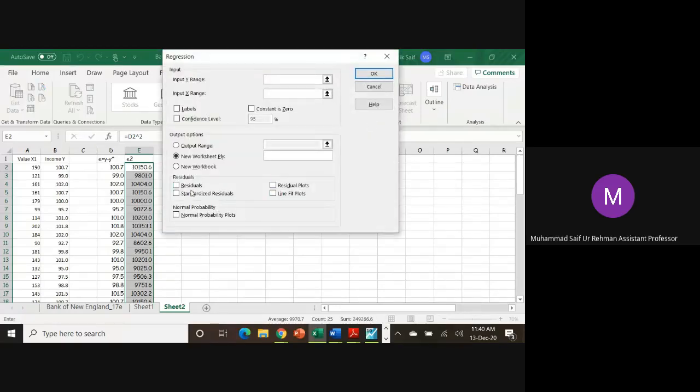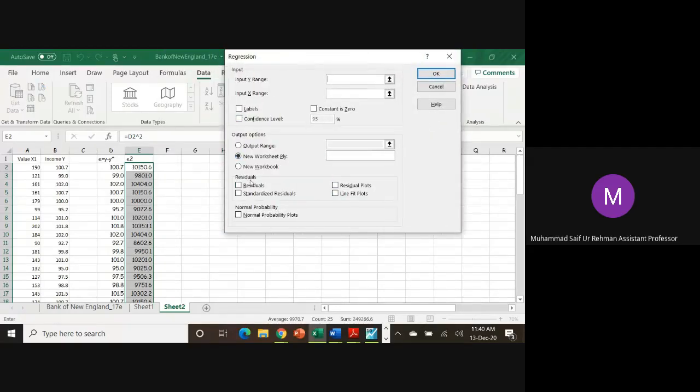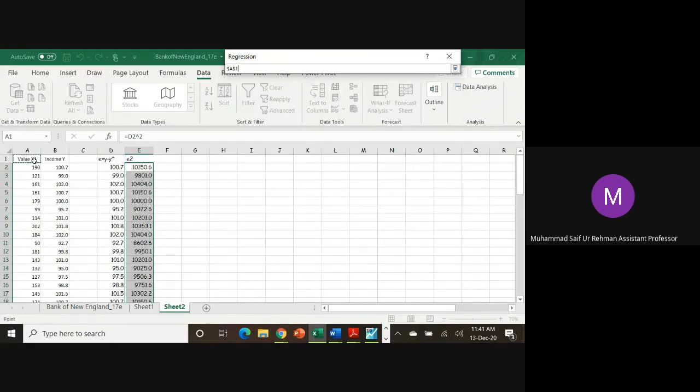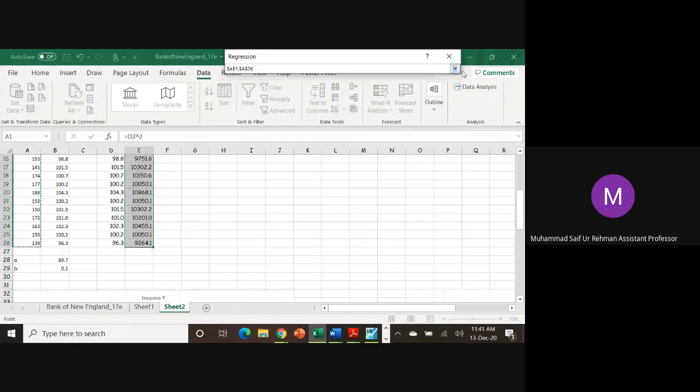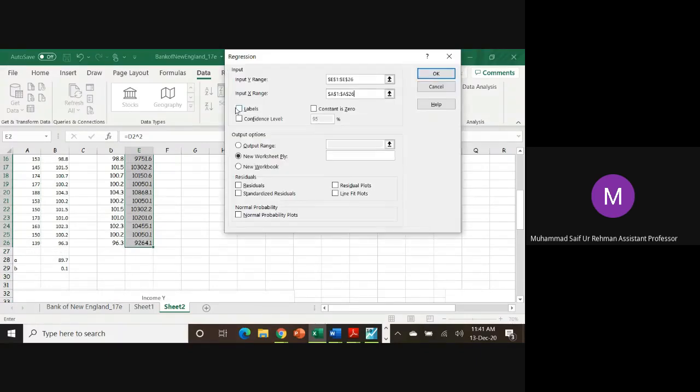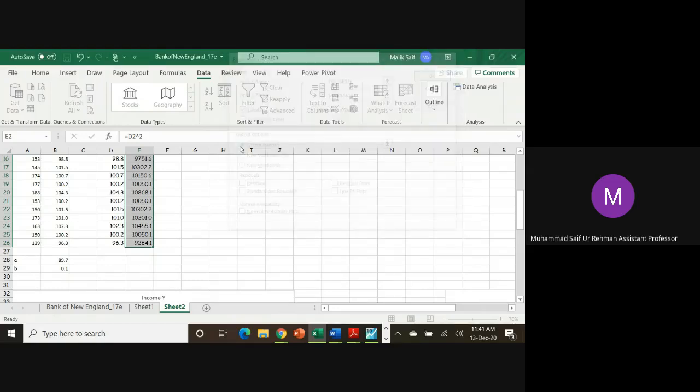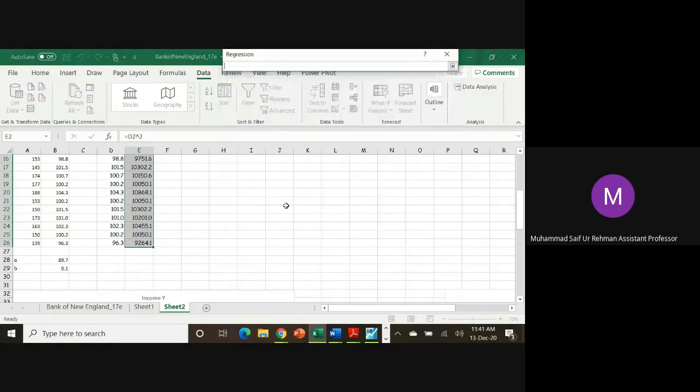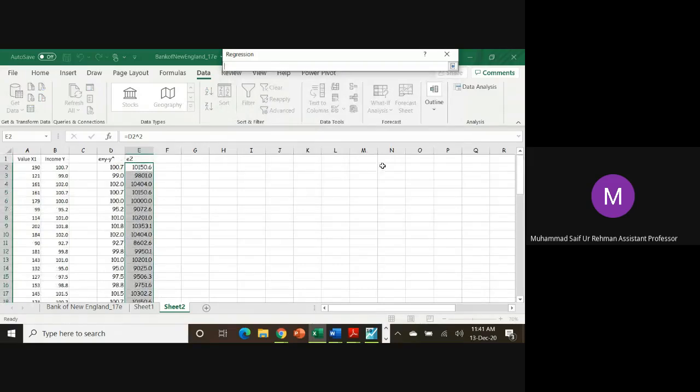In this case, if you see the input range, what is the input range? You will take these residuals as the dependent variable. So this is the range. And these are the x values. Have it in this way. Then labels are there, and constant is not 0. Then give the output range. I am going to give the output range as I want to have the result over here.